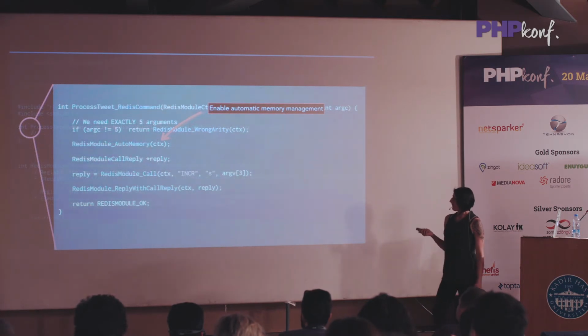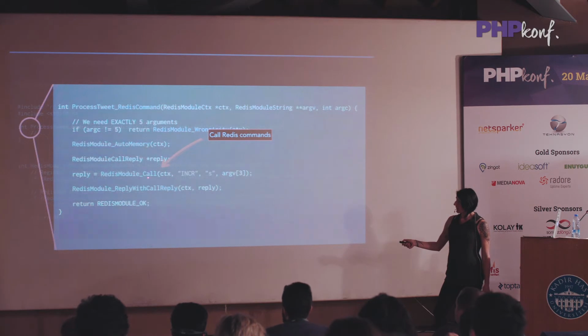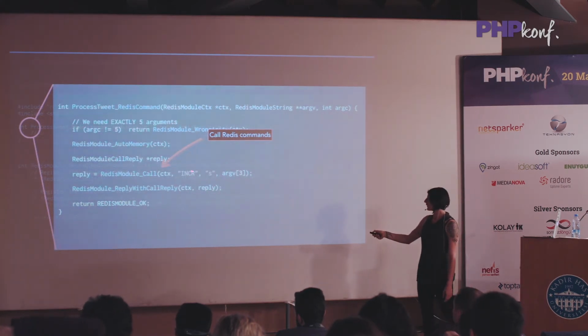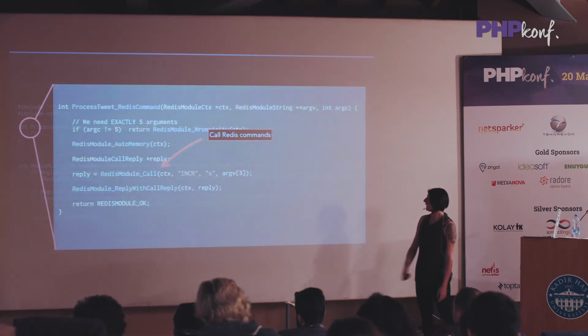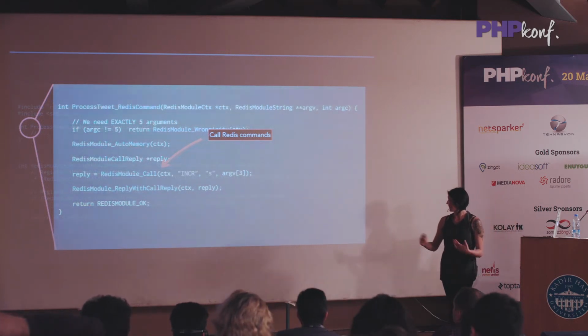Then we define a call reply object, and then there's the Redis module call command I just explained earlier, which receives the Redis command that we want to run, the context, the parameters, the specifier, and then we say this is how we send the reply back to the user. Reply with call reply, ctx reply, Redis module OK, and this will return the value of this key after it has been increased. This is pretty basic, but I think we can already see what can be done here.